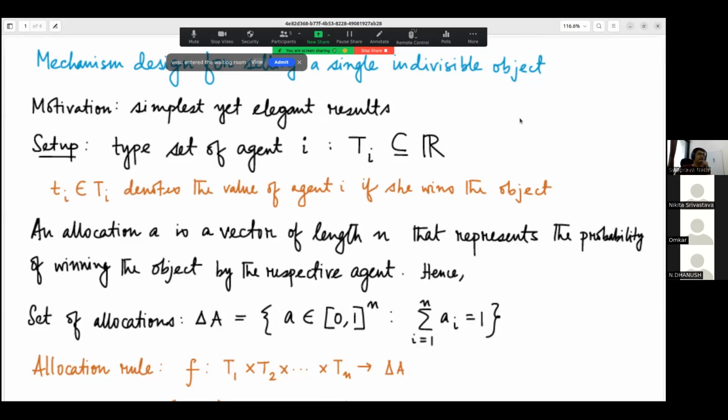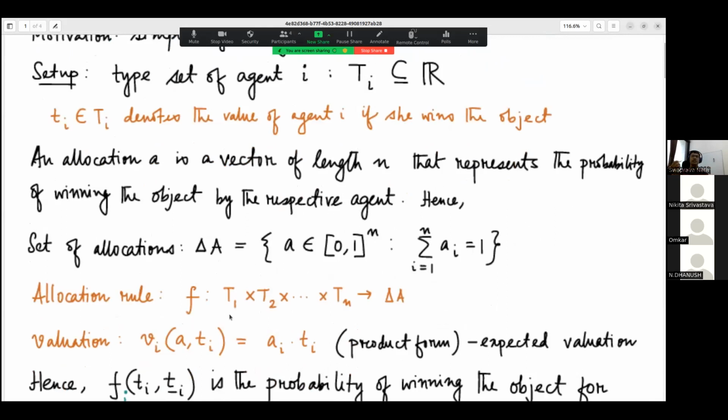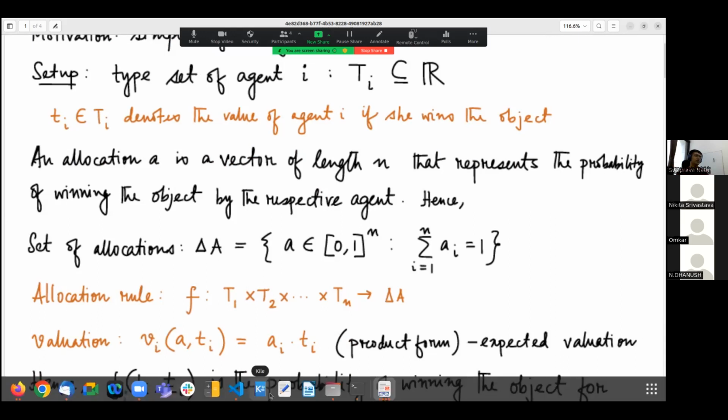So let's follow the notation that has been used here. Every agent now has an interval, a subset of the real line, and that is where its type is. So its value can lie anywhere within this interval Ti. And now the allocation rule, as before: every agent's type is now just a number which falls in this interval.